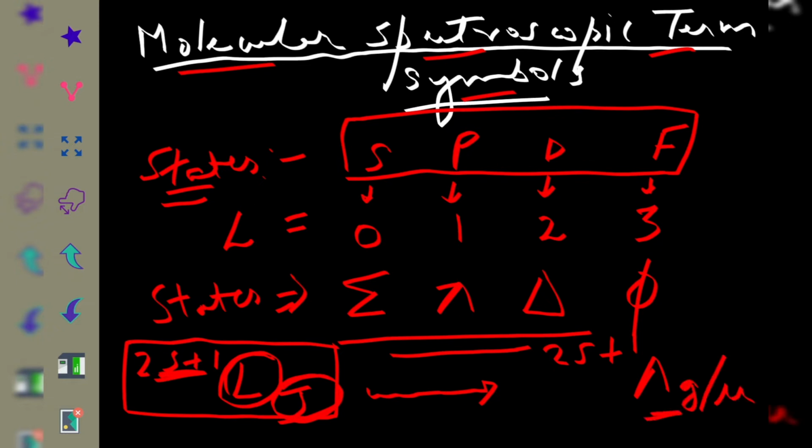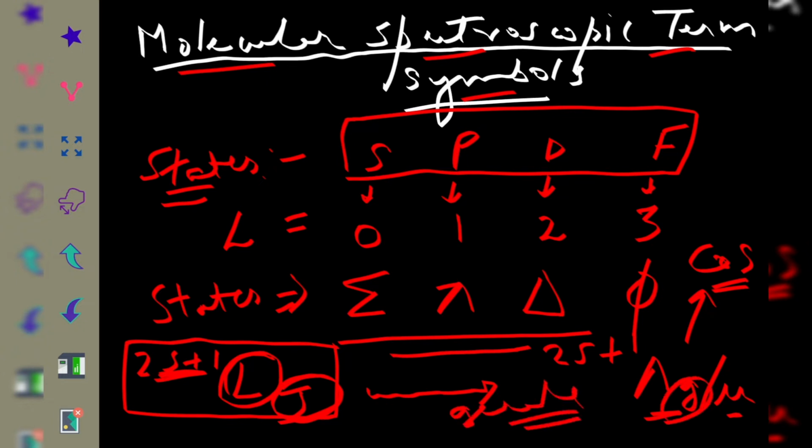So what are g and u? g and u describe the center of symmetry of the molecule. If your molecule is symmetric, that means gerade, that on performing a reflection it gives the same symmetry. And ungerade, meaning u, means it is antisymmetric or asymmetric.